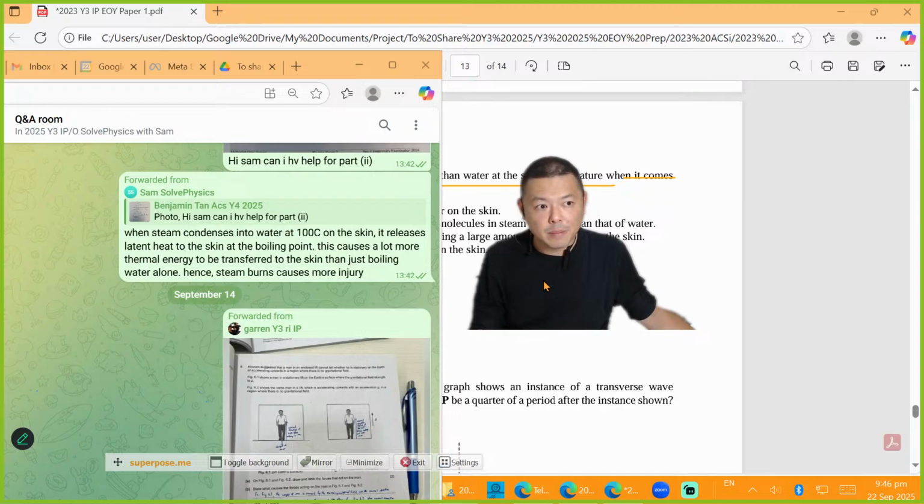Yeah, that's right. The temperature of steam and water is actually the same. It's 100 degrees Celsius. They're both the same temperature. And therefore the only difference is really just the latent heat.